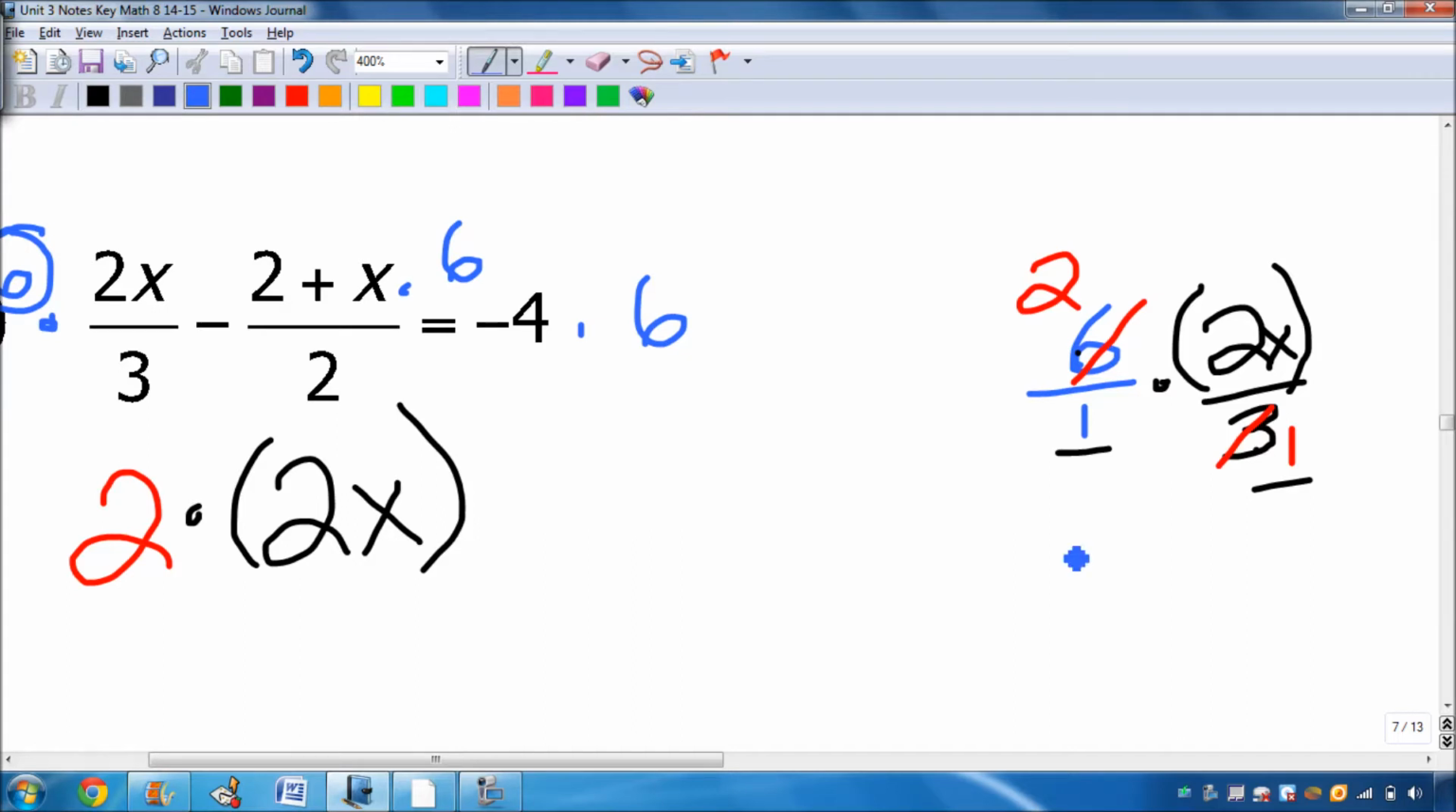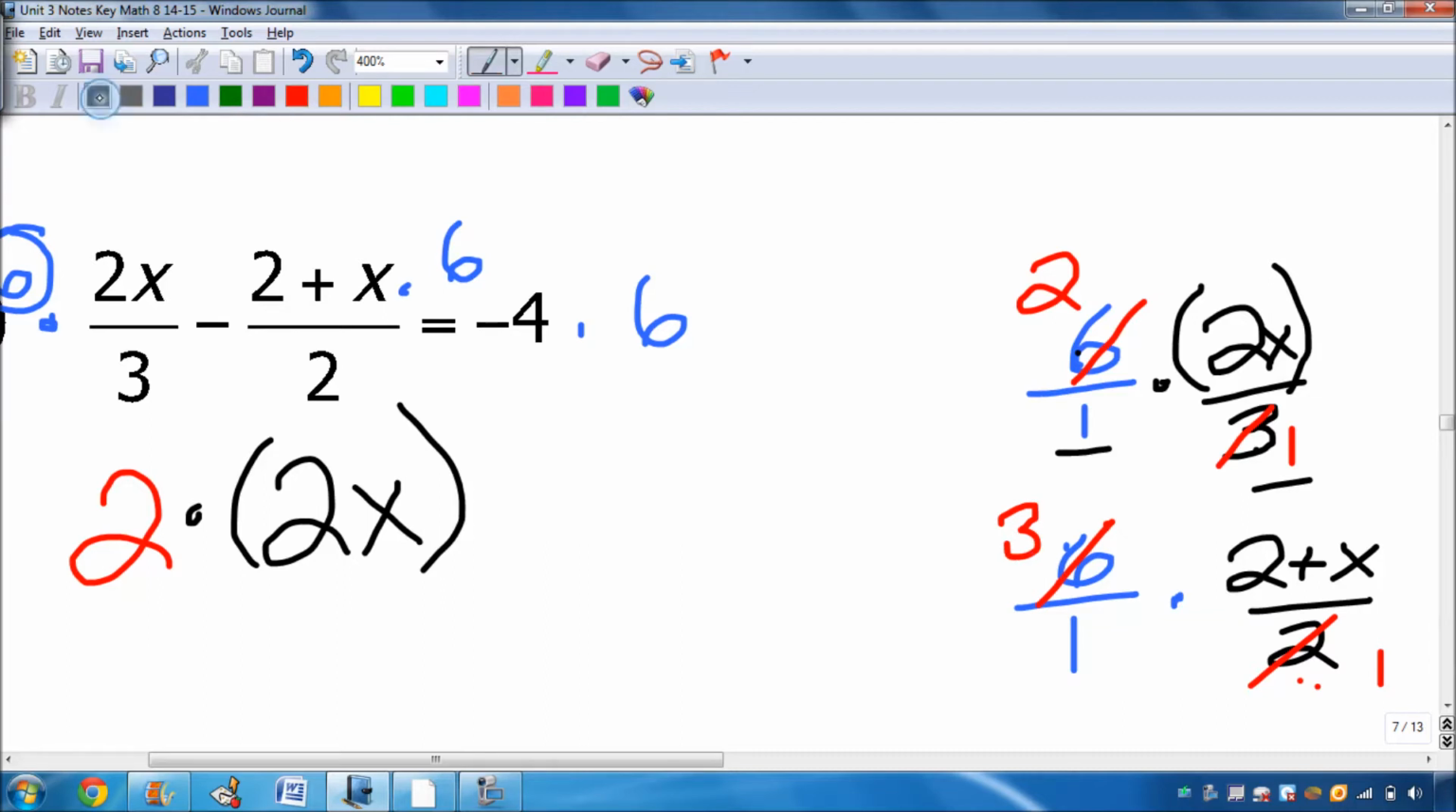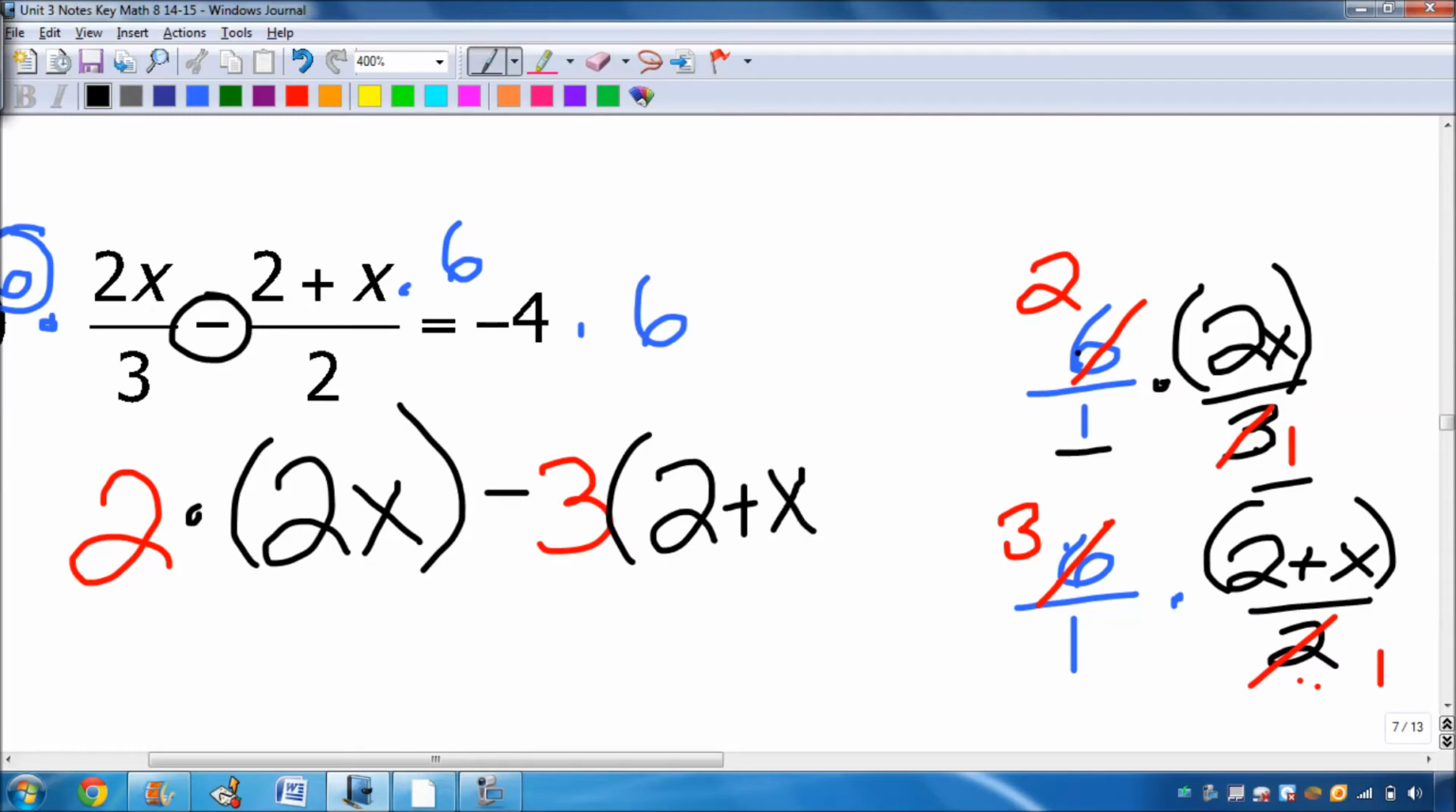So the next one is 6 over 1 times 2 plus x over 2. Okay, again, see what's in common. Well, 2 and 6 are both divisible by 2. When I divide 2 by 2, I get 1. When I divide 6 by 2, I get 3. So I end up getting, don't forget to copy down this minus sign, minus 3, and then I need parentheses around this 2 plus x because it's the entire thing. All right, and then the other side of your equation is easy. Negative 4 times 6 is negative 24. So this is your new equation.